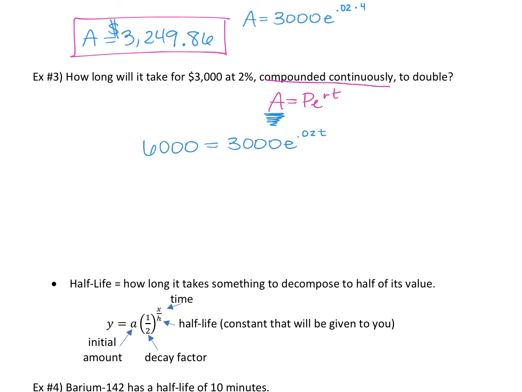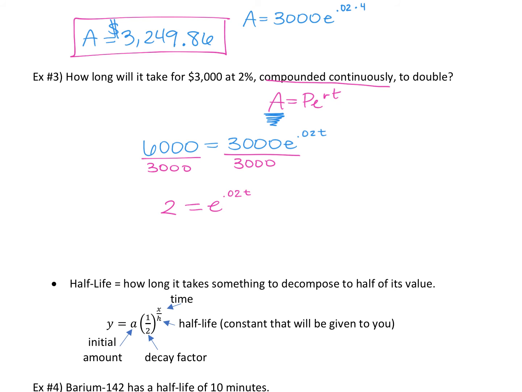If you want to just type in a number for t, plug in some numbers until you get to 6,000, that's okay. I would prefer you graph it because you'll get a more exact answer. Let me show you how. The first thing we want to do, just because it's going to make our window easier to find for our graph, is we want to simplify this a little bit. So we're going to divide by 3,000 on both sides. And we get 2 equals e to the 0.02t. Okay, so those are the numbers that we're going to use right now as we graph this.